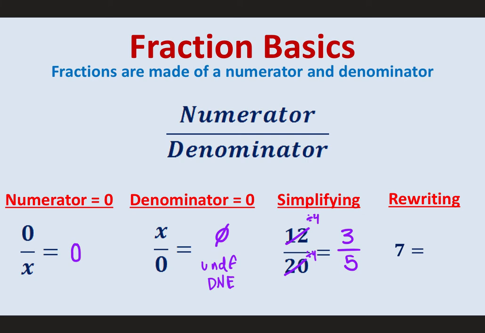Lastly, anytime we have an integer number, so basically a number that isn't written as a fraction, we can rewrite it as a fraction by putting it over a 1. So if I give you something like a 7, you can rewrite that as 7/1 to write it in a fraction form. Let's keep going.